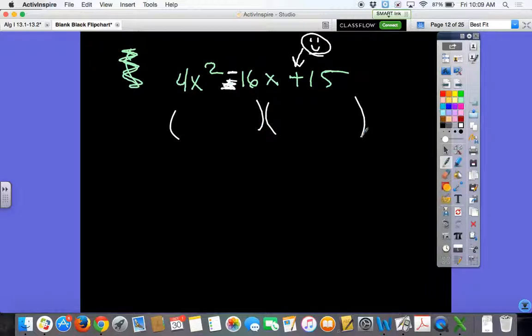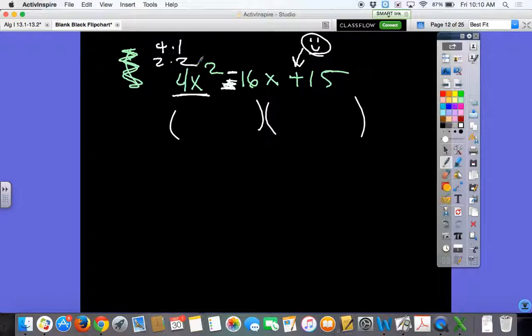You can check it just for the sake of checking. Can you pull out anything common? 4 and 16 are common, but 15, not so much. And you can't pull a letter either because 15 doesn't have one. Now, you have options when you come in here for 4x squared. You could use 4 and 1. You could use 2 and 2. And sometimes you just may have to try them all. You've got to try every combination there is to make it work.